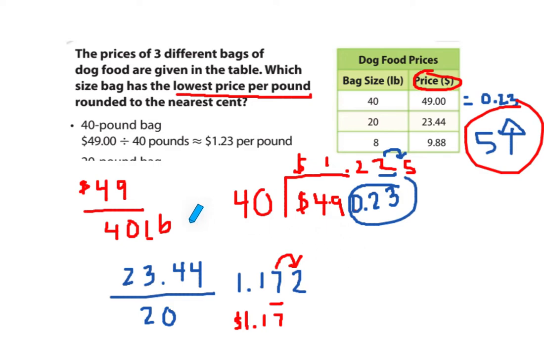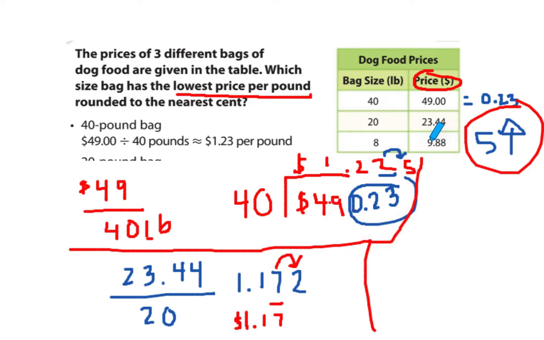Okay. Now let's do the last one right over here. Everyone, we're going to put $9.88, sorry. Fraction bar 8. Remember, we put money first because that's what we want to know. How much does it cost? Everybody on the calculator, punch in 9.88, division sign 8. You should all get $1.235, but we're talking about money.